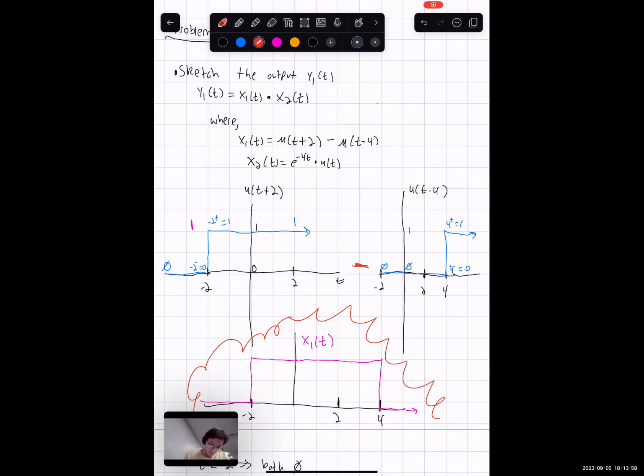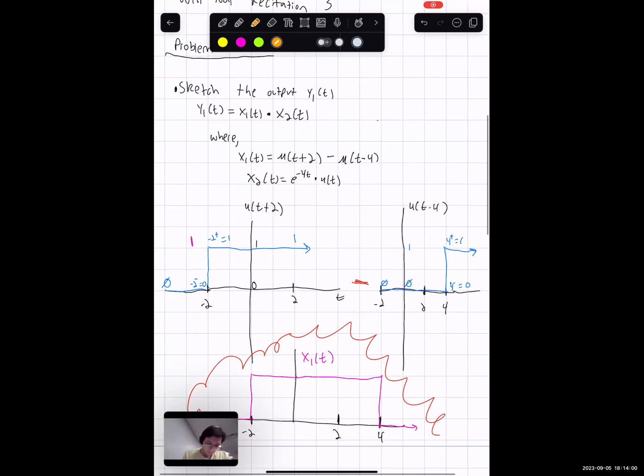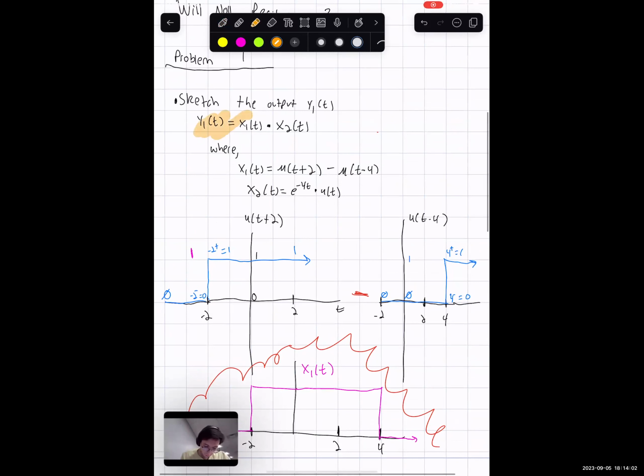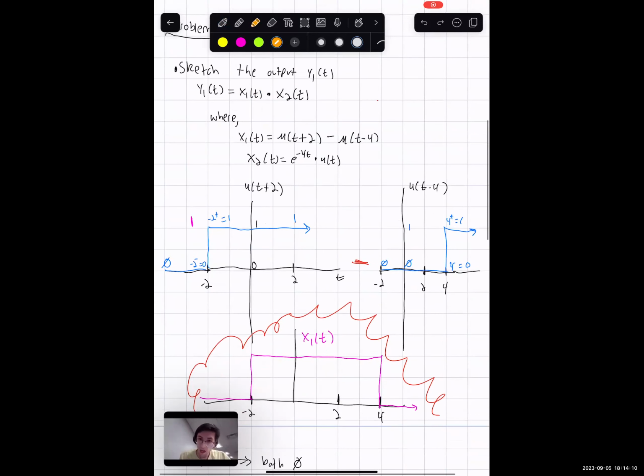Okay, so now we're going to move on to x2 of t, right? So let's go back to the big picture. We're trying to solve for y1 of t, and y1 of t is composed of x1 of t times x2 of t. We just figured out what x1 of t is. Now we need to solve for x2 of t. Okay? So now let's do that.